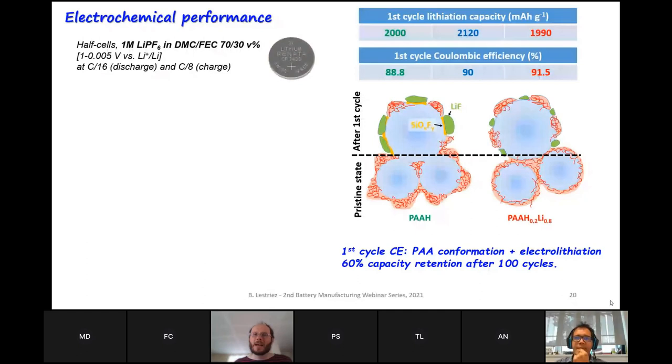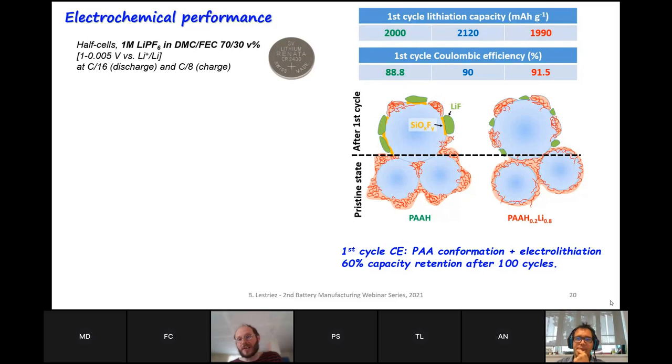The first cycle lithiation capacity was the highest for the electrode at pH 4 and the lowest for the electrode prepared at pH 6. And the first Coulombic efficiency was higher for the electrode prepared at pH 6 for two reasons. First, again, because of the different polymer conformation at the surface of the silicon and graphite particles. At pH 6, the binder is expected to uniformly cover the surface of silicon and thus really play the role of an artificial SEI layer, thus lower electrolyte degradation.